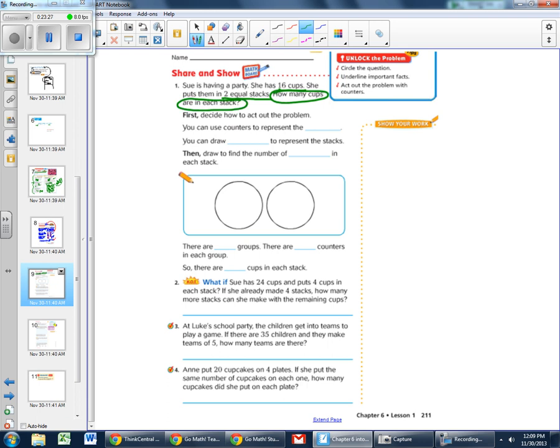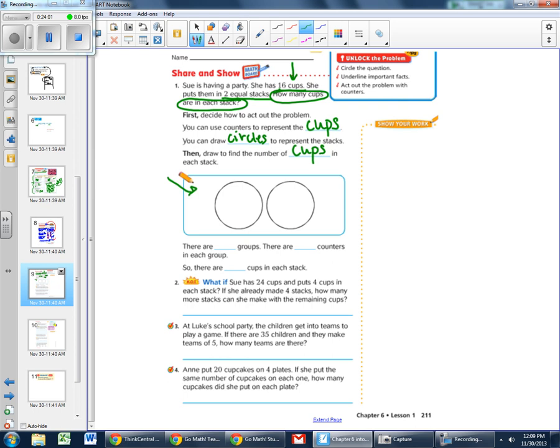First, decide how to act out the problem. You can use counters to represent what we're counting. So we're counting out 16 cups. So our counters would represent our cups. Then you're just going to draw something to represent the stacks. So it looks like they have us circles here. So you're just going to draw circles to represent the stacks. Then draw to find the number of cups in each stack.